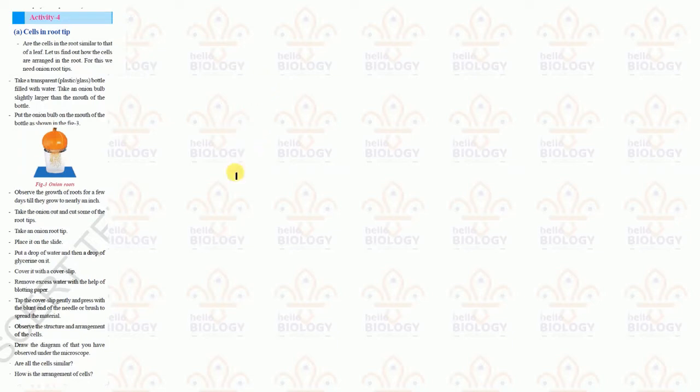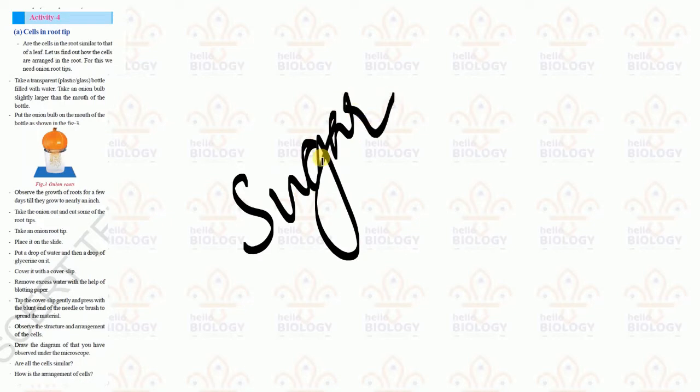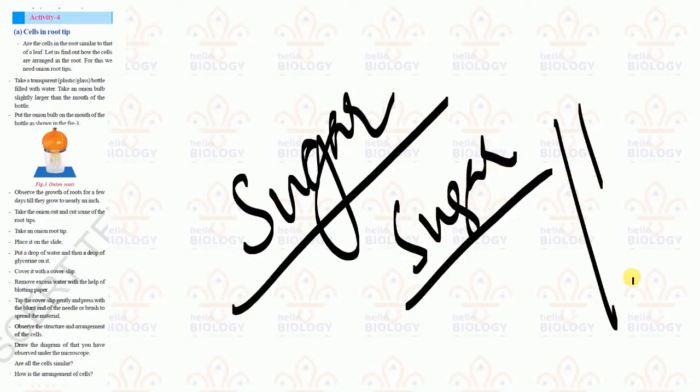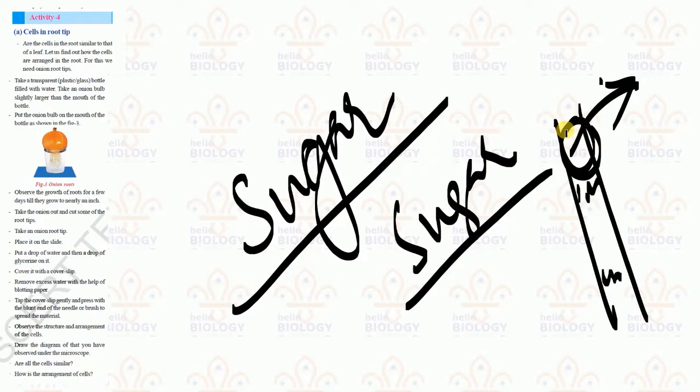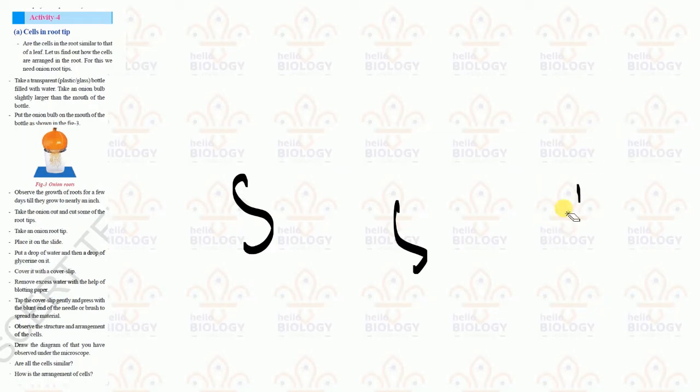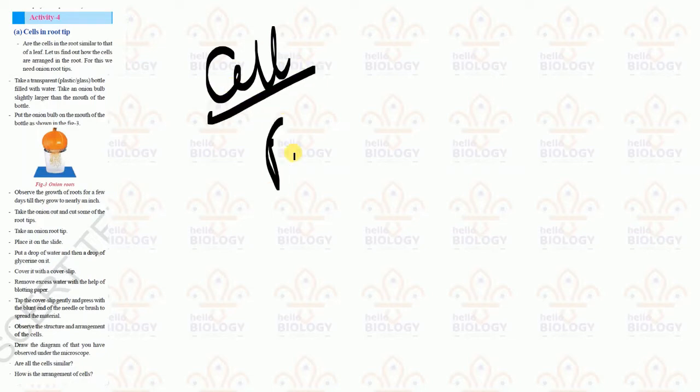I already said that. That means, for example, if we need sugar from plants, from where will we get sugar? Sugarcane. Sugarcane is a monocot plant and it stores sugar in the plant cells itself. So that group of cells is called tissues here. That is an example. And the fourth activity will say that we will see cells in root tip.